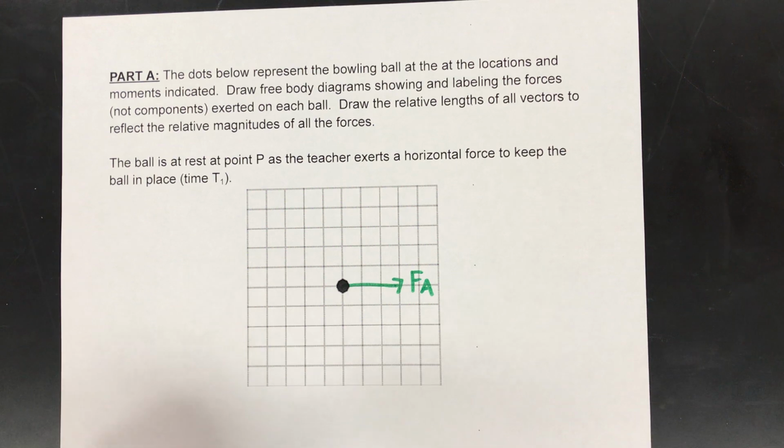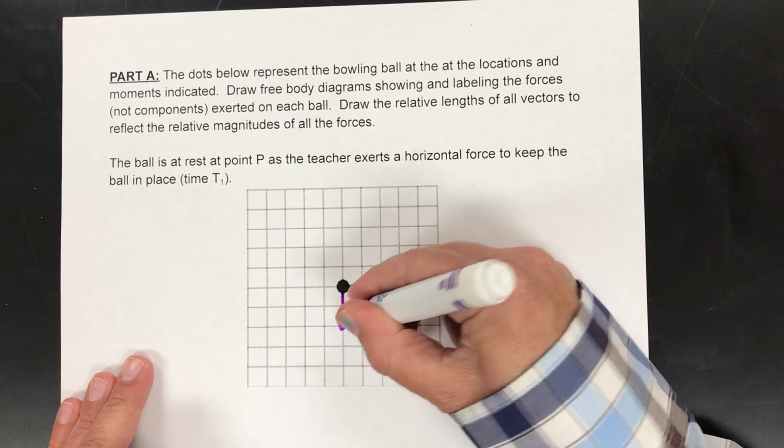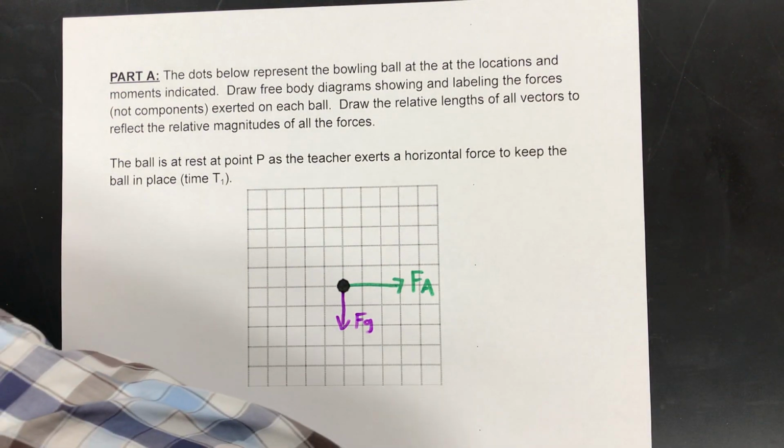No reason to draw it 3 blocks long. It's just an arbitrary choice. We know that we will have gravity acting on it. I am going to draw that 2 blocks down. So that is the force of gravity there.